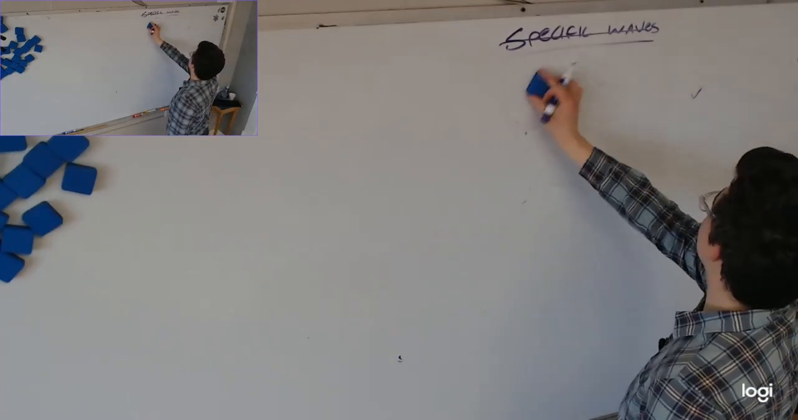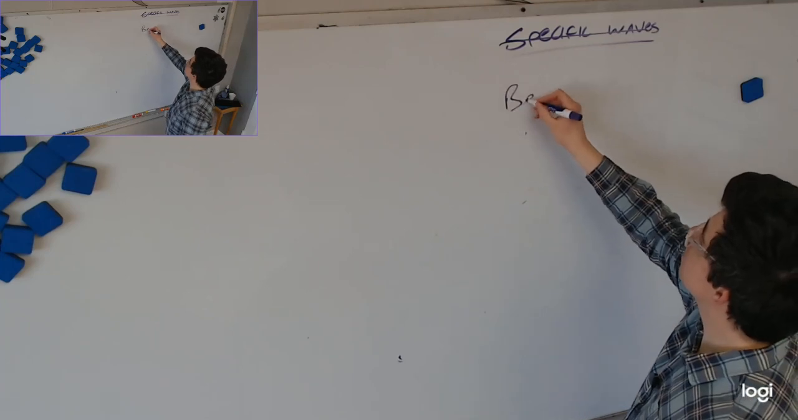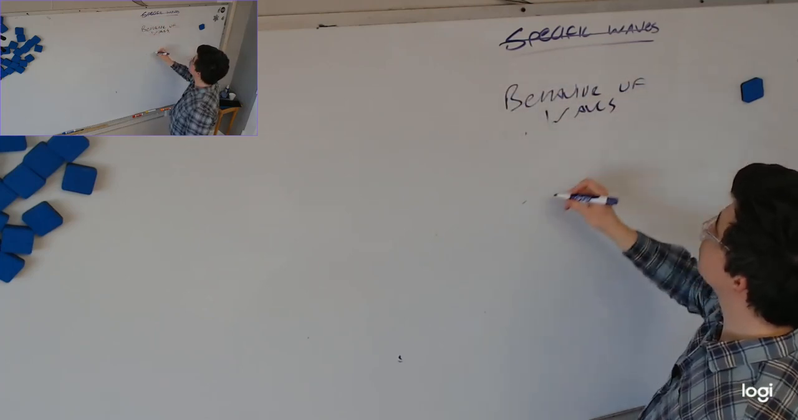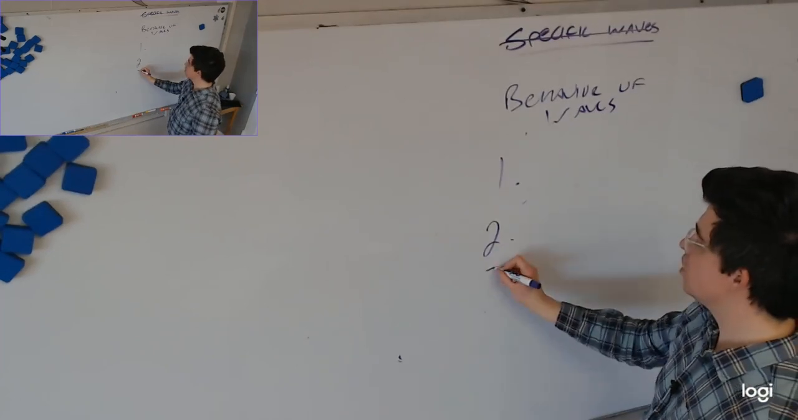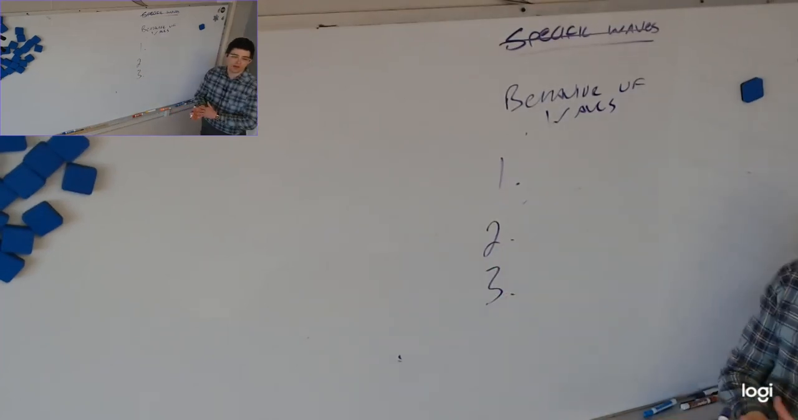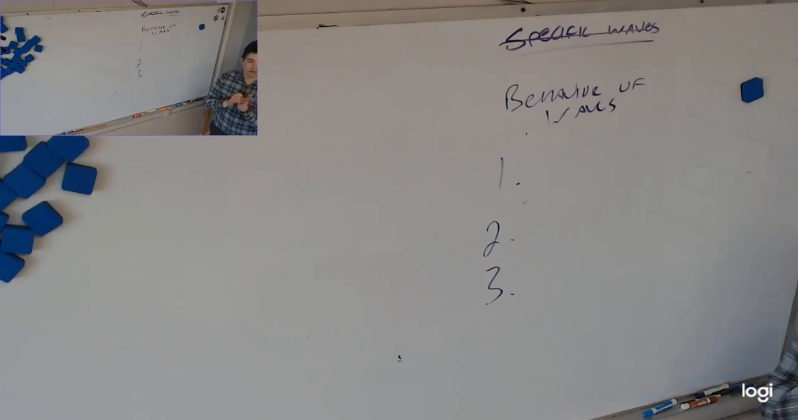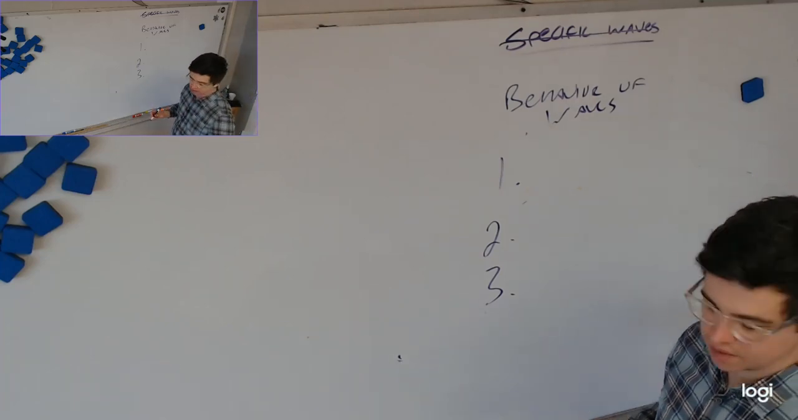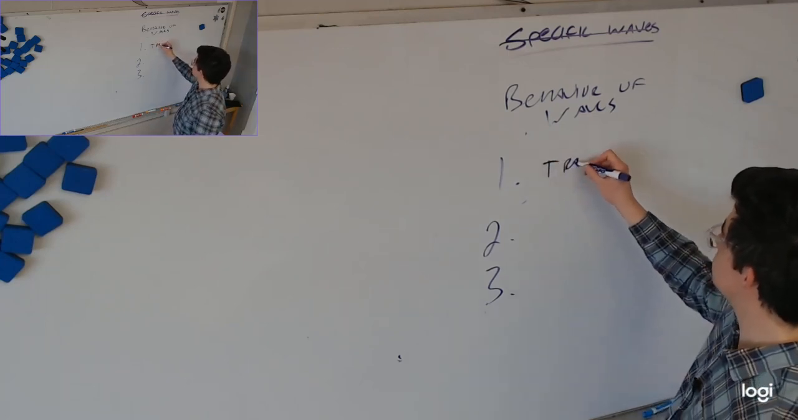Behavior of waves, we're going to put that down next. Behavior of waves. They can do one of three things. They probably already know them. What's one thing that can happen when a wave interacts with a new type of matter? They can stop being waves. They can go through it. We're going to talk about that one in a second, Gunner. Yeah, they can go through it. We call it transmission.